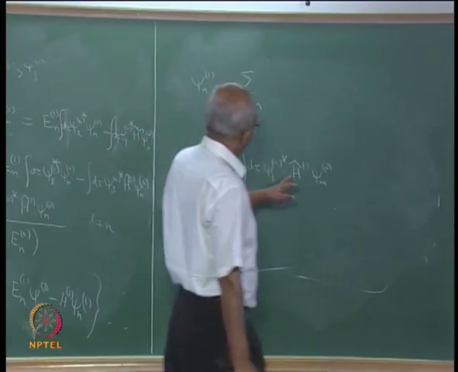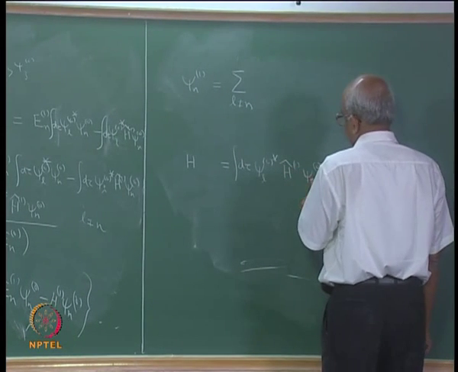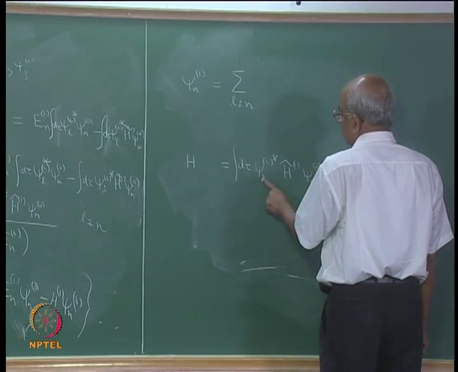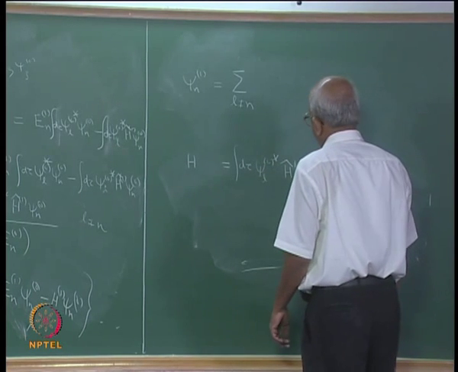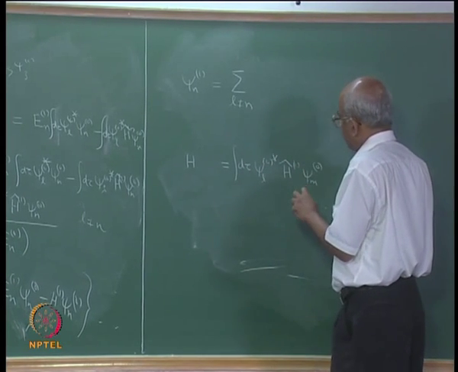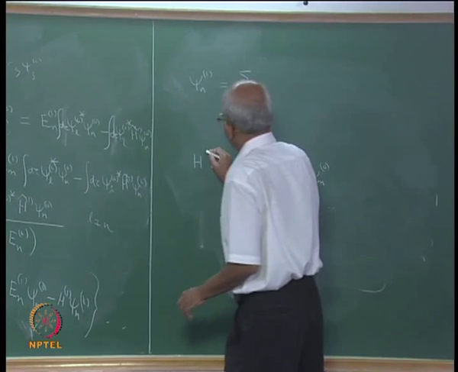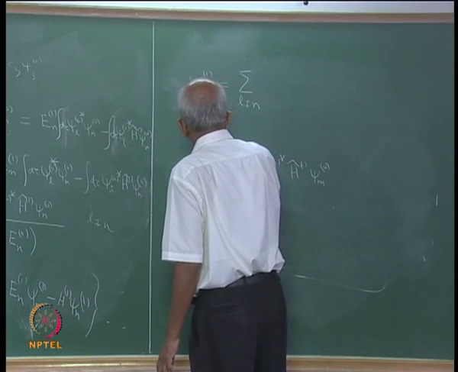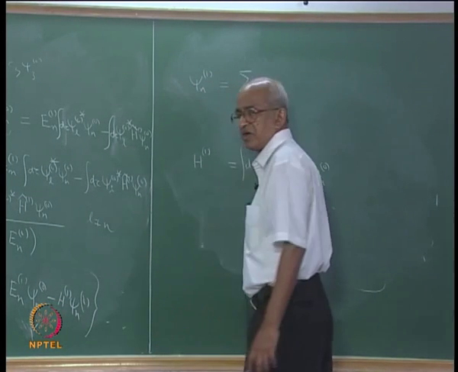So, therefore, what will happen is that you will have h hat with psi m 0 on this side, psi l 0 star on the other side, that is how it is. So, the usual thing is you will say, okay, what is it that you have? You have something which involves the Hamiltonian operator.